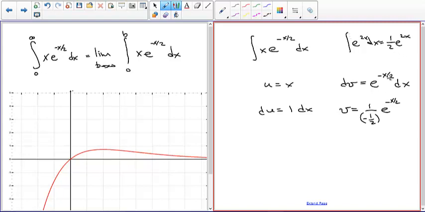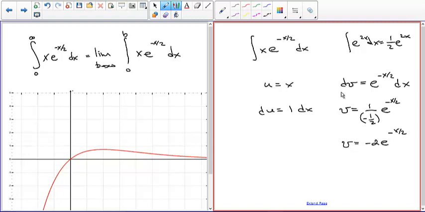So here the exponent is negative 1/2 instead of 2, so I divide by negative 1/2. So I'll end up with negative 2 e to the minus x over 2. So that's v.